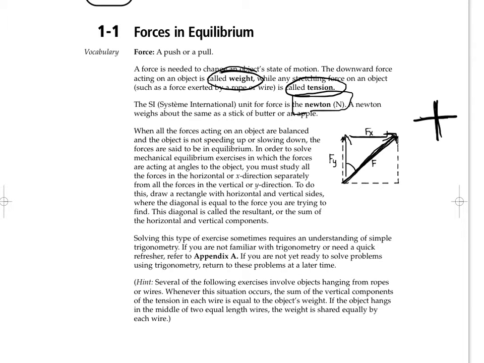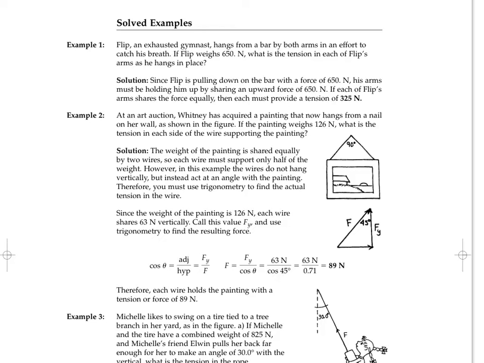So I want to work through these four examples with you. Some are really simple, some are a little more complicated, but let's just work them. All right, the first one, really easy. We've got this gymnast, and he's hanging, and his total weight is 650 newtons. He's hanging by both arms, so obviously that's going to be split. Each one of those is going to be 325. I think that is really simple.